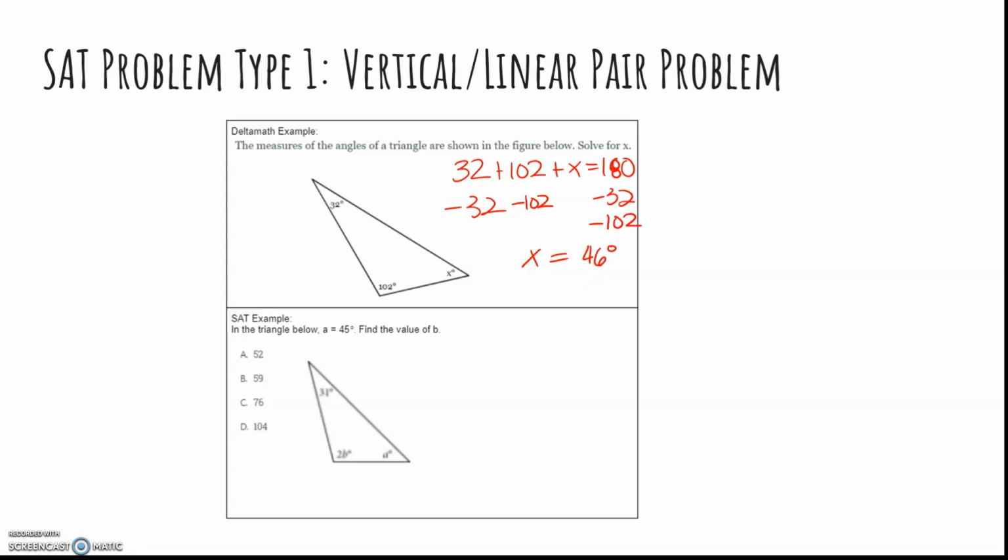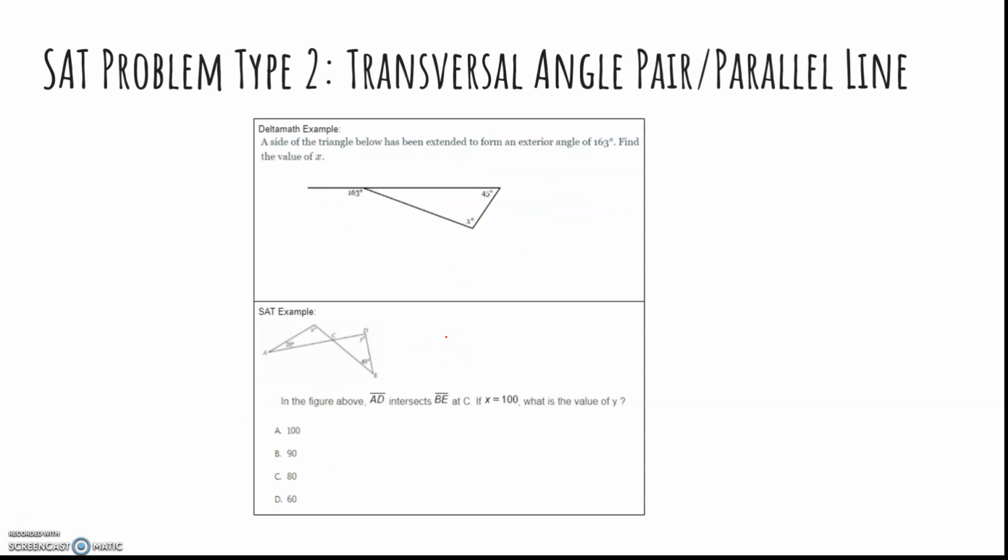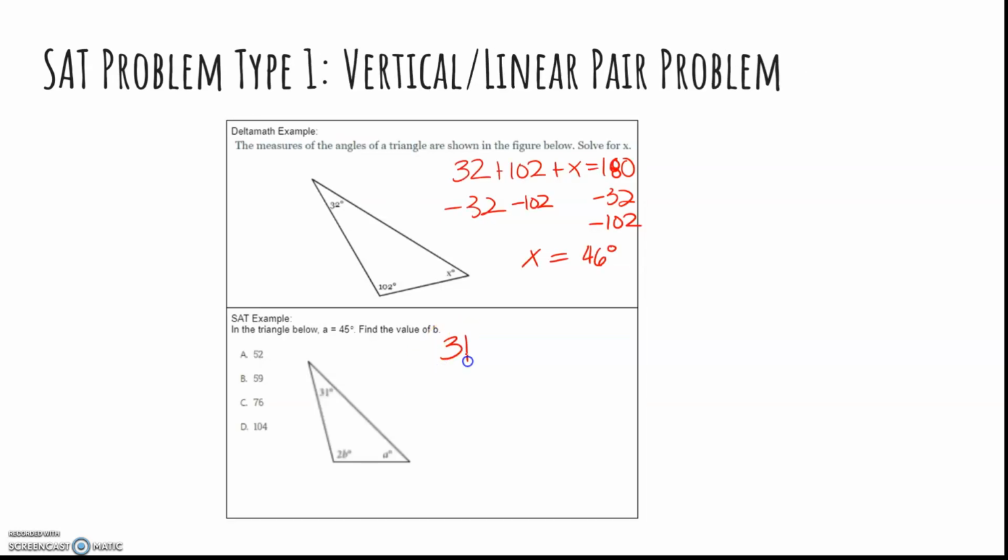In the second example, we are told that the measure of angle A is 45 degrees and we need to find B. So we can do the exact same thing. We're just going to plug in what we know. We know that 31 plus angle A and angle B, which is actually 2B, is equal to 180. Well, we know what A is, so we're going to plug that in right now. That's going to become 31 plus 45 plus 2B equals 180. I'll take off this 31 and 45 by subtracting them from both sides.